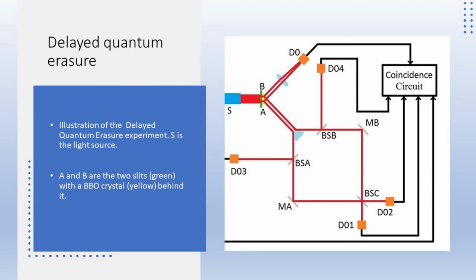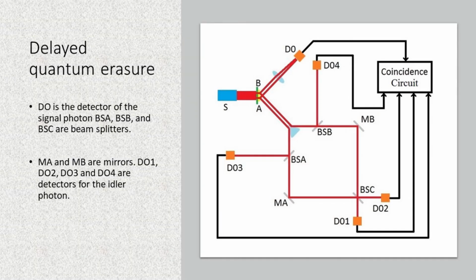In this illustration of the delayed quantum erasure experiment, S is the light source, A and B are the two slits, and the BBO crystal is yellow behind it. D0 is the detector of the signal photon. BSA, BSB, and BSC are beam splitters. MA and MB are mirrors, and DO1, DO2, DO3, and DO4 are detectors for the idler photon.